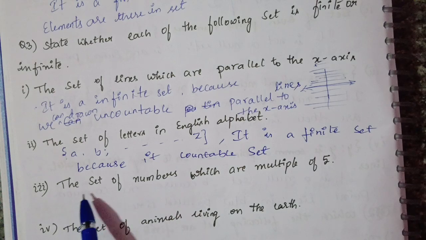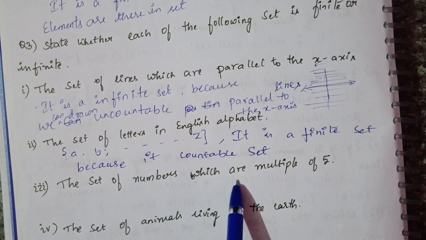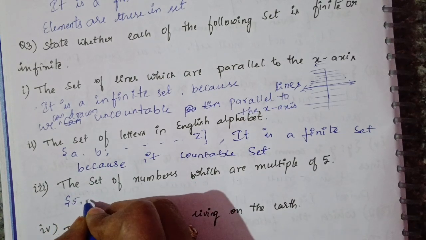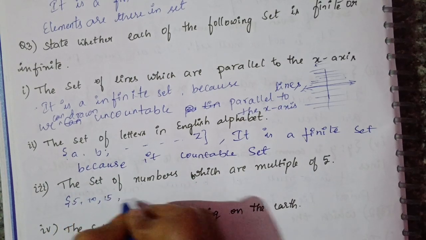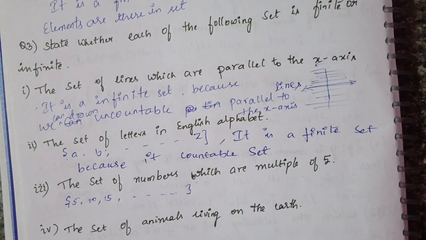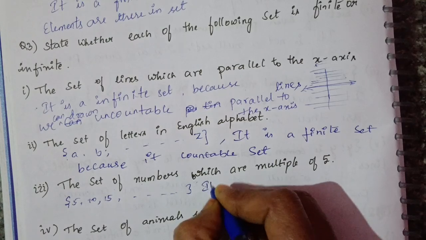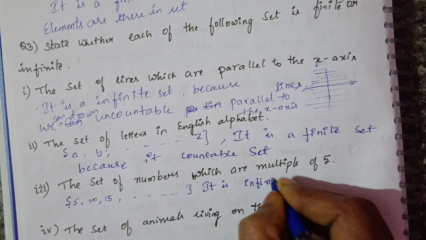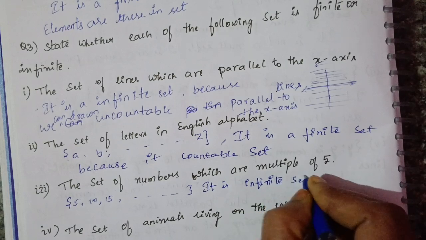Now see, the set of numbers which are multiples of 5. Multiples of 5 means what will you get? 5, 10, 15 and so on. We don't know where it will end. So we can't count this. So it is an infinite set.